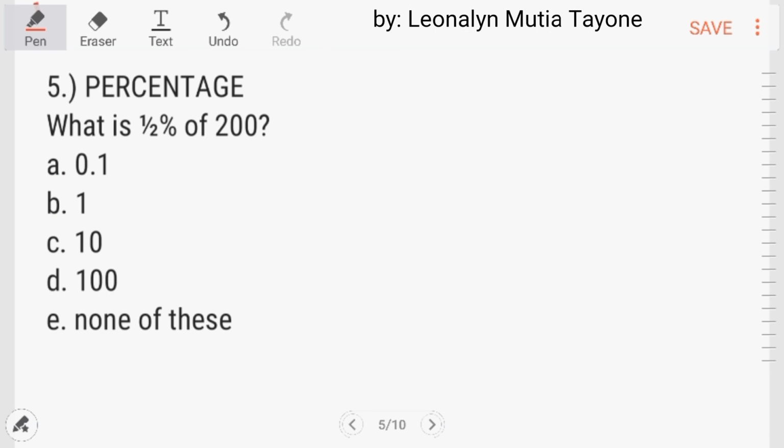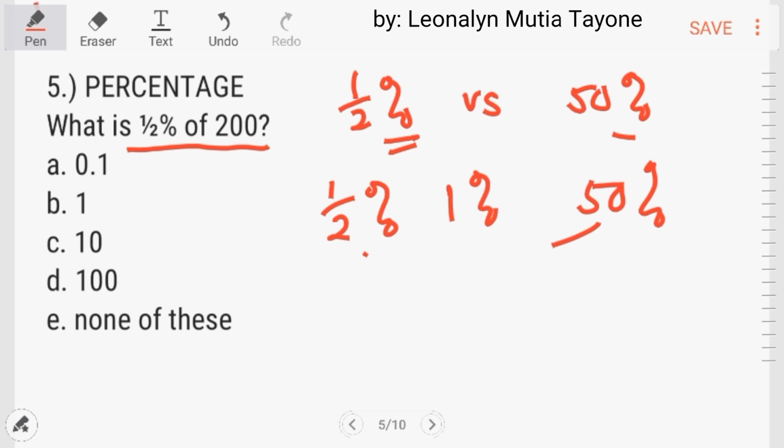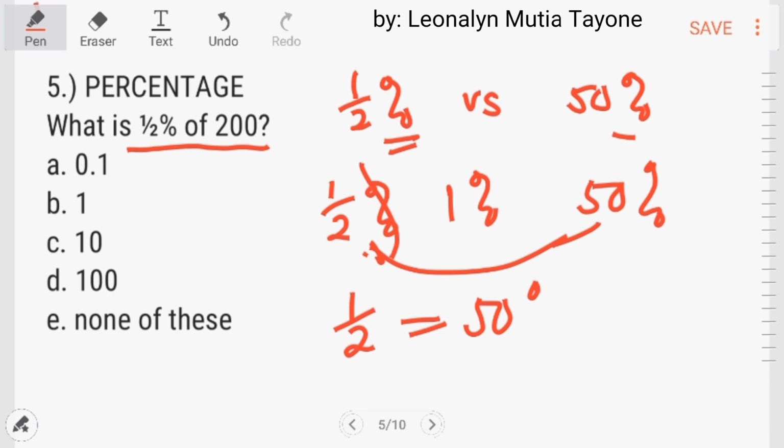Number 5, percentage. What is 1/2% of 200? Maraming nalilito sa 1/2% versus sa 50%. Take note, pareho silang percent. So, ang 1/2% ay nasa pagitan ng 0% hanggang 1%, habang ang 50% ay 50 percent. So, ibig sabihin, hindi sila magkapareho. Unless kung walang percent yan, 1/2 lang yan, pareho yan sa 50%.